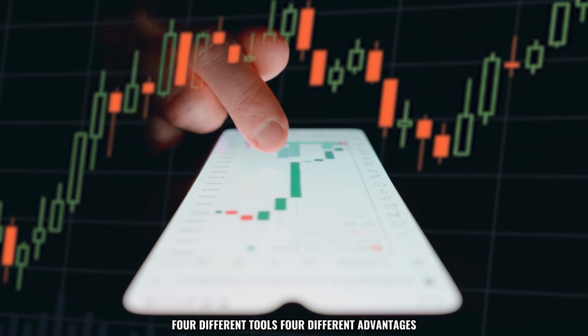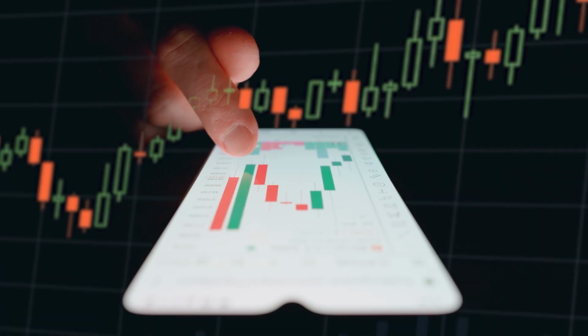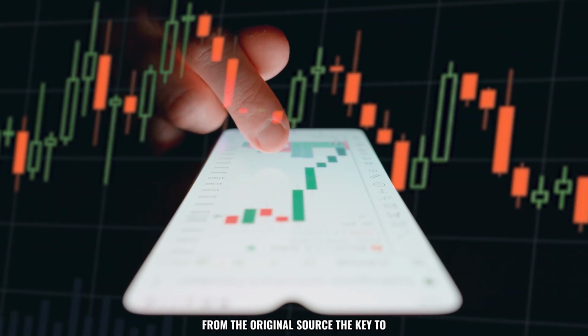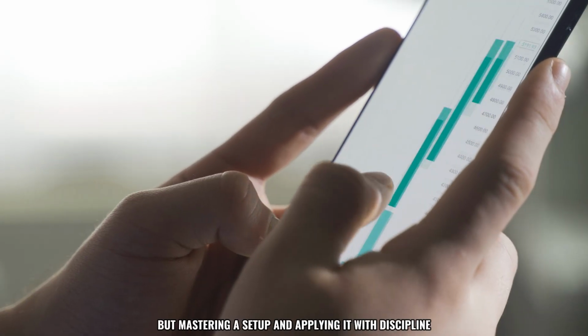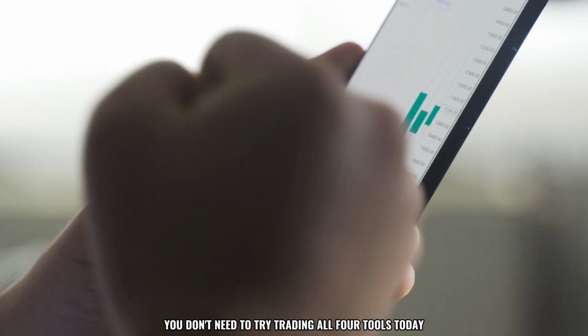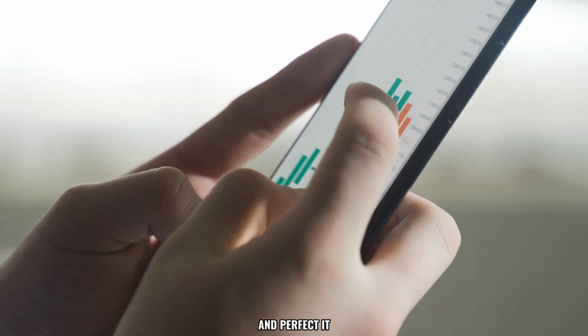4 different tools, 4 different advantages, perfectly suited to different conditions. And I really want to end with this great quote from the original source. The key to success is not constantly changing strategies, but mastering a setup and applying it with discipline. You don't need to try trading all 4 tools today. You just need to choose one that suits your personal trading style and perfect it.